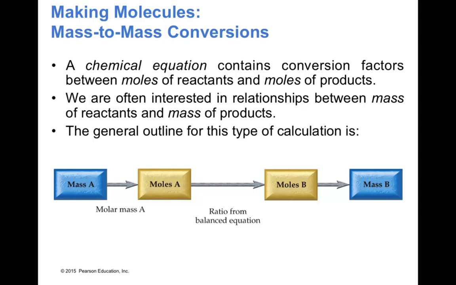The ratio from the balanced equation is the one that is going to show us how many moles of each we need, to obtain that conversion factor. And finally, to change from the moles of B to the mass of B, we should use the molar mass of B. So let's see an example.